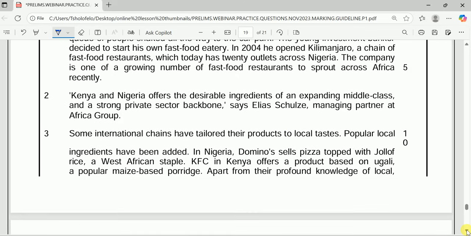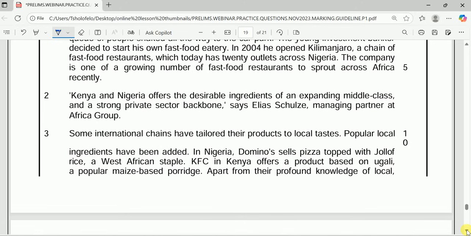Some international chains have tailored their products to local taste. Popular local ingredients have been added. In Nigeria, Domino's sells pizza topped with jollof rice, a West Africa staple. And then KFC in Kenya offers a product based on ugali, which is a popular maize-based porridge.